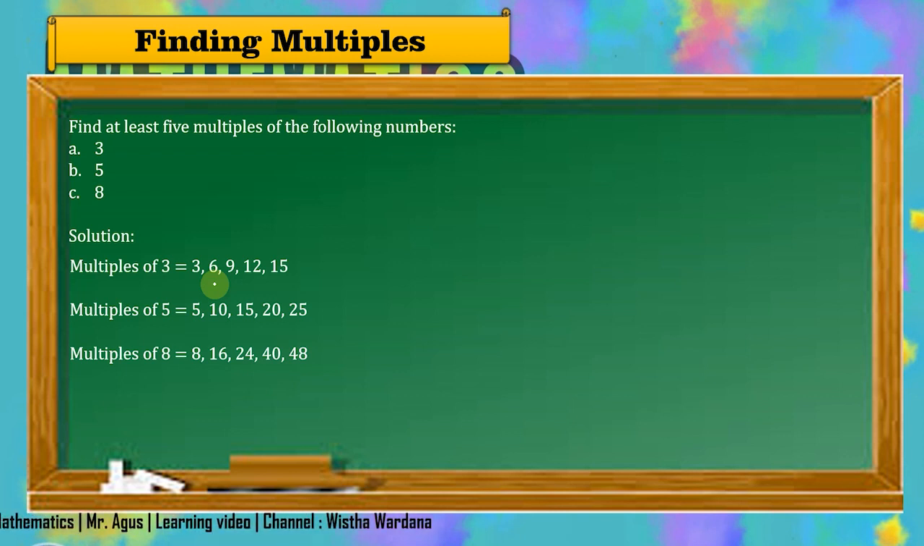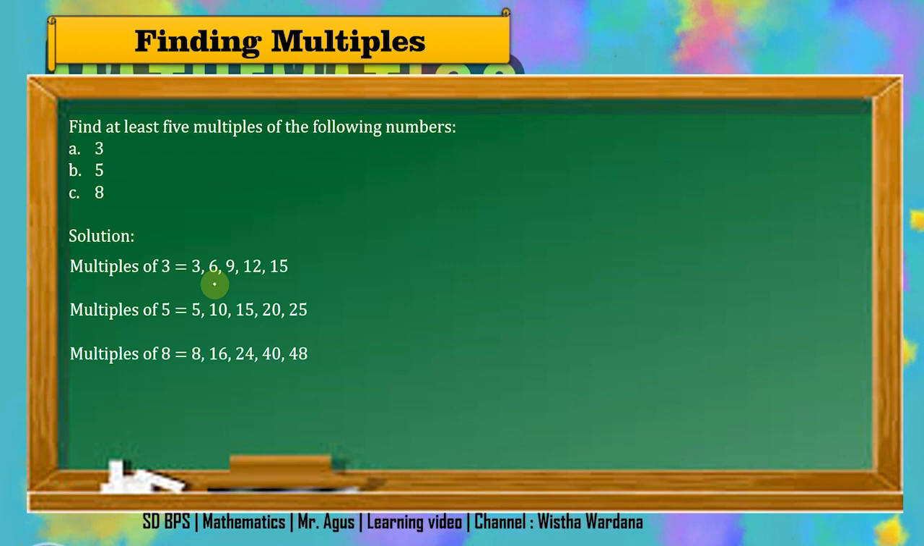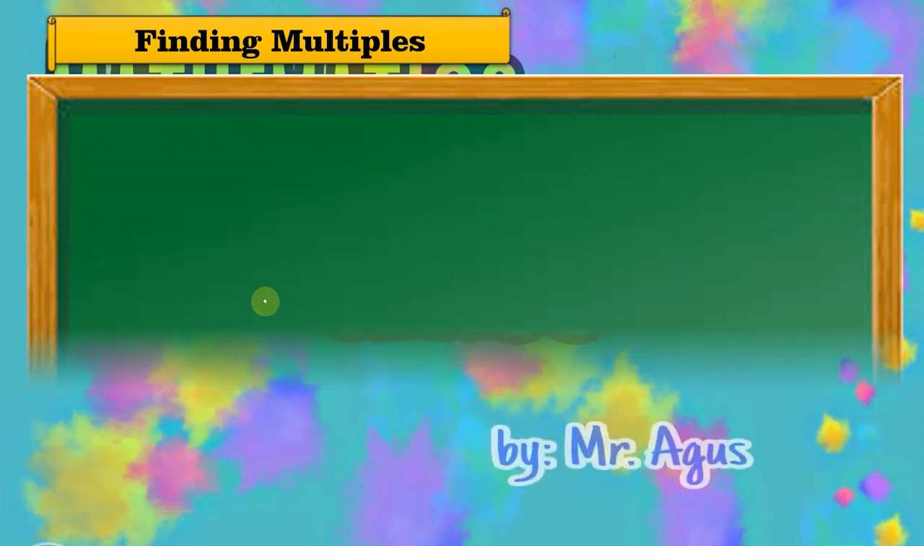Number b, multiples of 5: 5, 10, 15, 20, 25, 30 and so on. Multiples of 8: 8, 16, 24, 40, 48, 64, 80, 88 and so on. Okay, so the basic is multiplication. You have to remember multiplication, especially multiplication of 2 and 10. Okay, let's move to the next slide.